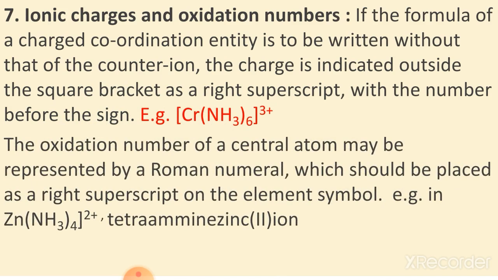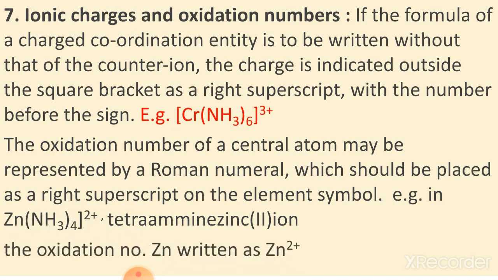Now the oxidation number of the central atom may be represented by Roman numerals, which should be placed as a right superscript on the element's symbol. For example, in the case of [Zn(NH3)4]2+, tetraamminezinc(II) ion. So that's why you have to write the oxidation number in Roman numerals after the name of the metal like this. The oxidation number of Zn can also be written like this, Zn2+. Here again, first of all you have to write the number and then write the charge as a superscript.